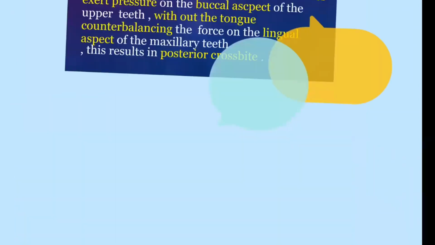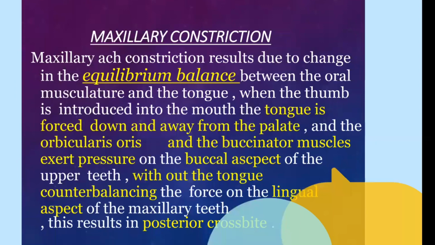Okay, so moving on. So how does the habit produce crossbite? Because it will change the equilibrium balance. How is it going to change the equilibrium balance? The tongue will go lower down, and with the thumb in the oral cavity and the sucking, what would happen? The intraoral pressure is increased, and the pressure from the buccal musculature is increased. That is leading to development of the posterior crossbite and changing the equilibrium.